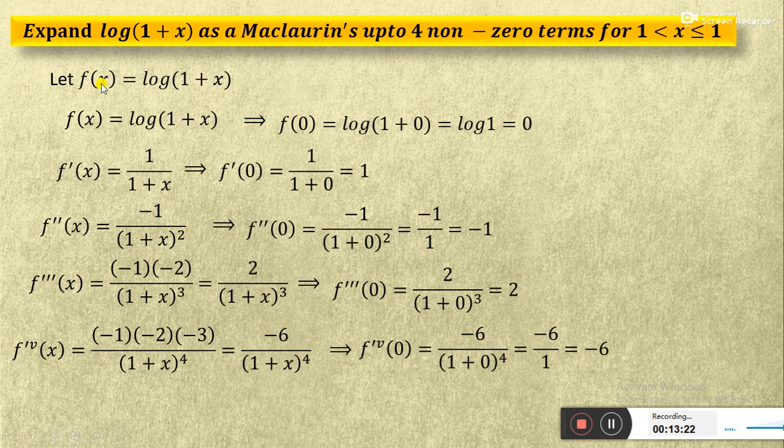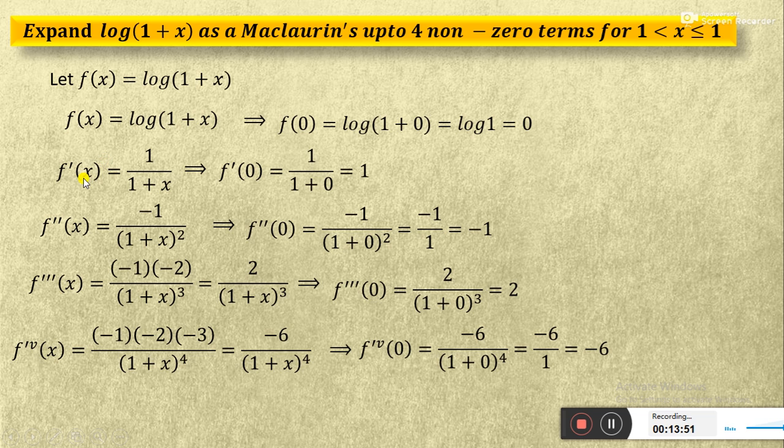So now I take the log of 1 plus x as f of x. So let f of x equal log of 1 plus x. From this I calculate f of 0. I substitute x equal to 0 in f of x. So f of 0 equal to log of 1 plus 0. The value of log 1 is 0. So therefore f of 0 is 0.